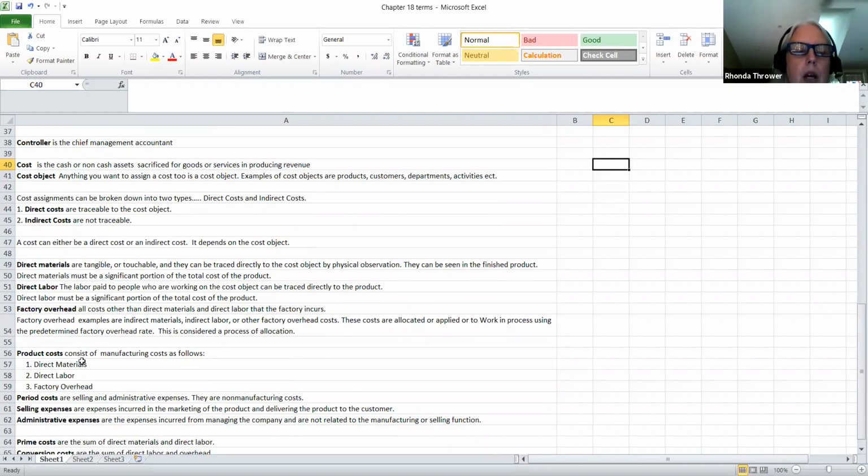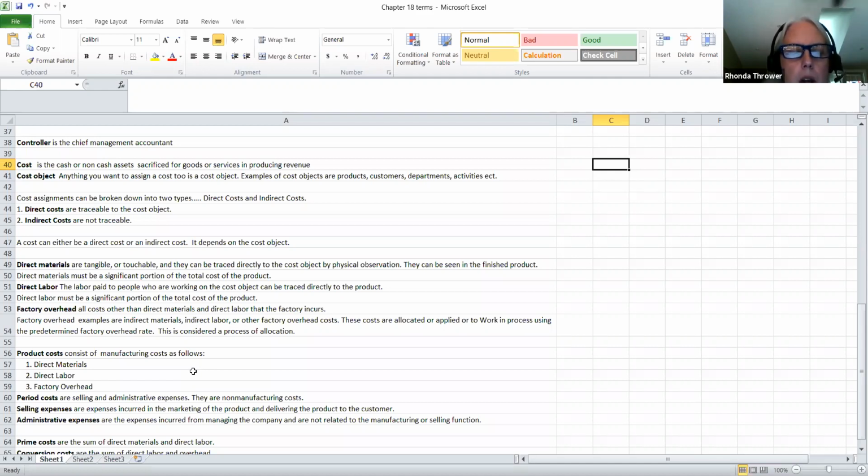Now, product cost is the same thing as manufacturing costs. Sometimes in the textbook, they'll ask you for manufacturing costs. Sometimes they'll refer to it as product cost. But product costs are going to be the cost of your direct materials, your raw materials, as sometimes they're called, the direct labor, and the factory overhead. They're all the costs that will go into the product.